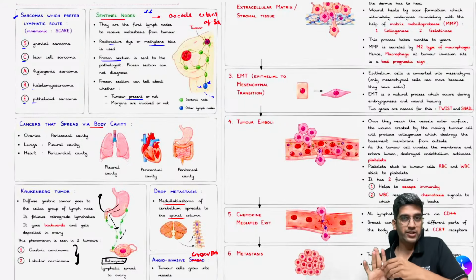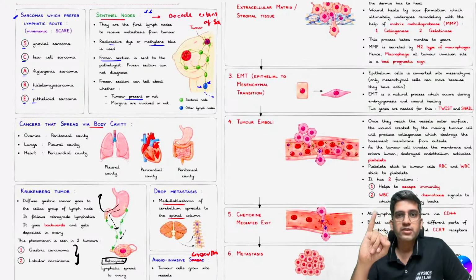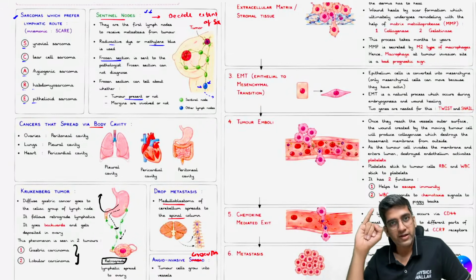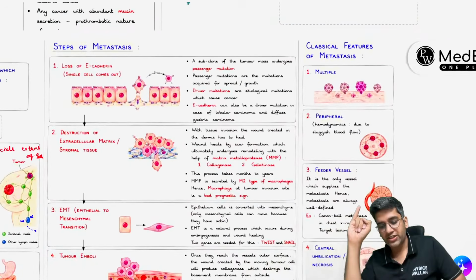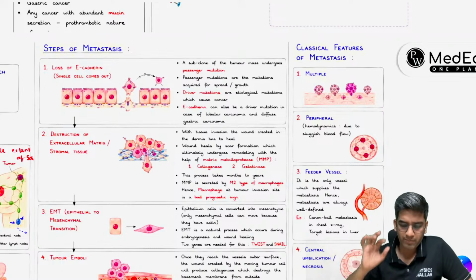Then the steps of metastasis. This alone can come as a short note: define metastasis, define the route of spread of cancers. Or define metastasis and talk about the steps of metastasis, right? There are 6 steps of metastasis. All of them are important for me, right?